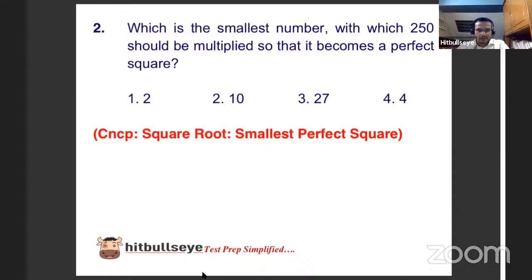Okay, so what is the smallest number with which 250 should be multiplied so that it becomes a perfect square? The first thing that comes to our mind is to find the prime factorization of 250. Let's do it. 250, easy one. 5 into 50, 5 into 10, 5 into 2, 2. So the prime factorization of 250 becomes 5 raised to the power 3 into 2.